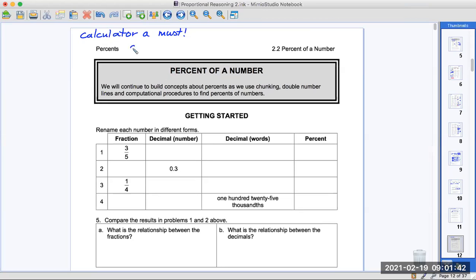So remember, percent is this symbol, and it's out of 100. So if you have a fraction, that means 100 is in the denominator. And if you change it as a percent, I mean, as a decimal, you have 2 decimals.